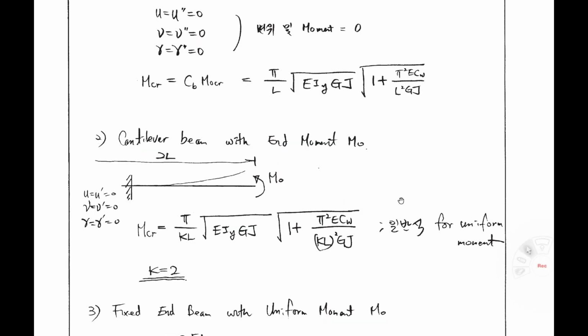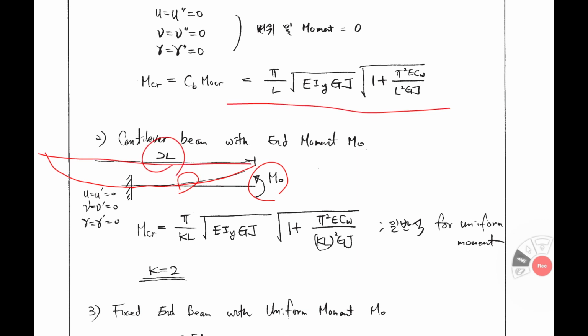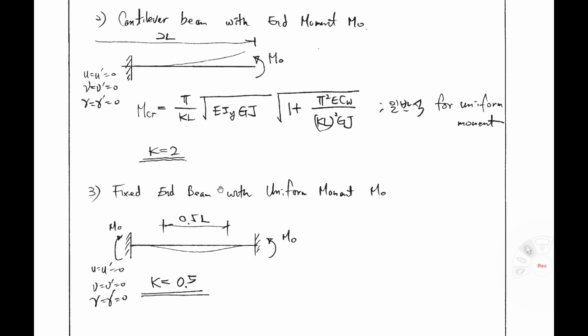How about the cantilever beam? In this cantilever beam, moment applied here, then it deformed like that. And then this is the real part. If you consider the imaginary part, from here to here is 2L. So from this MOCR, the standard equation is KL instead of L. This is the hinge to hinge distance, like a column. Do you remember the column case? So this is K equal 2. That is MCR.